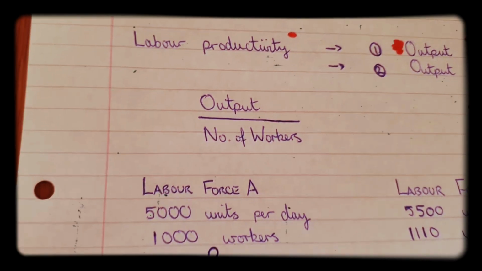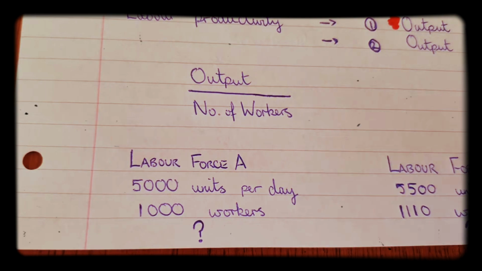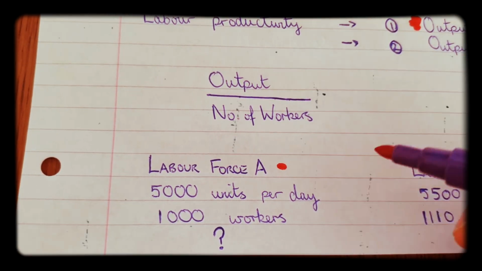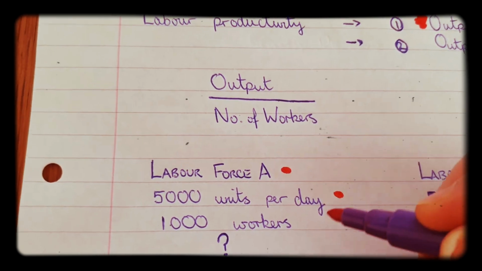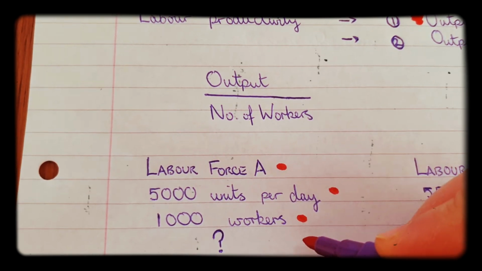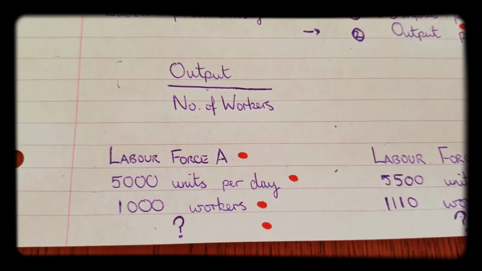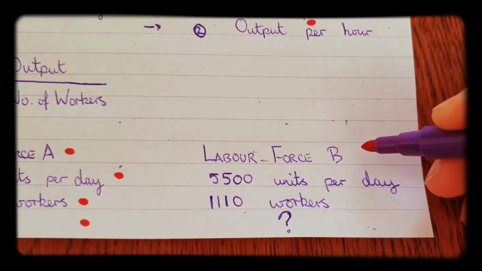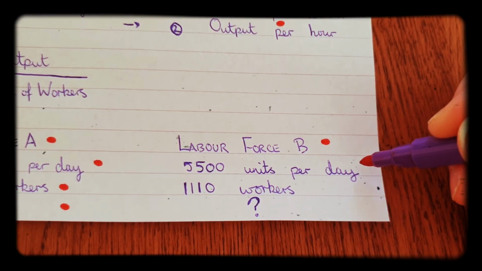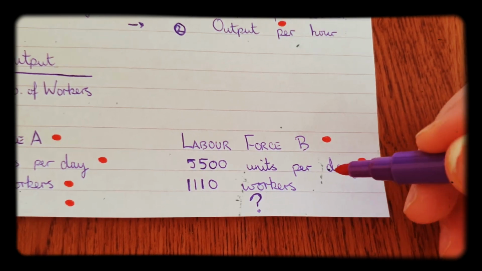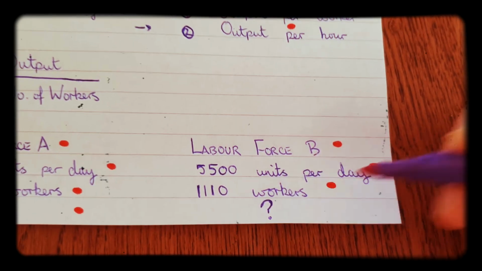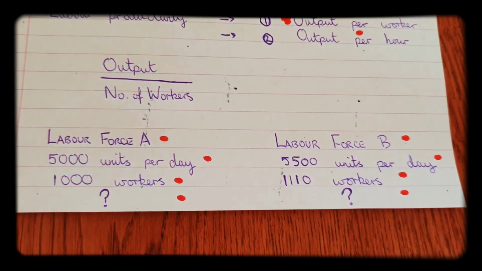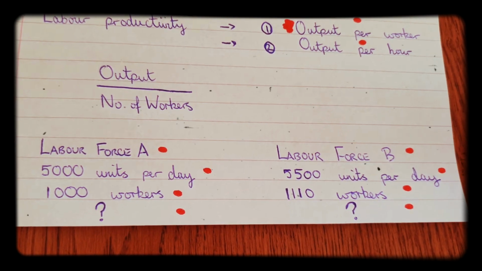So I've given you two examples here. Number one is labor force A. Labor force A produce 5,000 units per day, and there are 1,000 workers. So what would be the productivity level here? If you want to work that out, you can leave them down in the comment section below. And then labor force B make 5,500 units per day, yet they have 1,110 workers. So what would be the productivity of these two labor forces, and which labor force is the most productive?